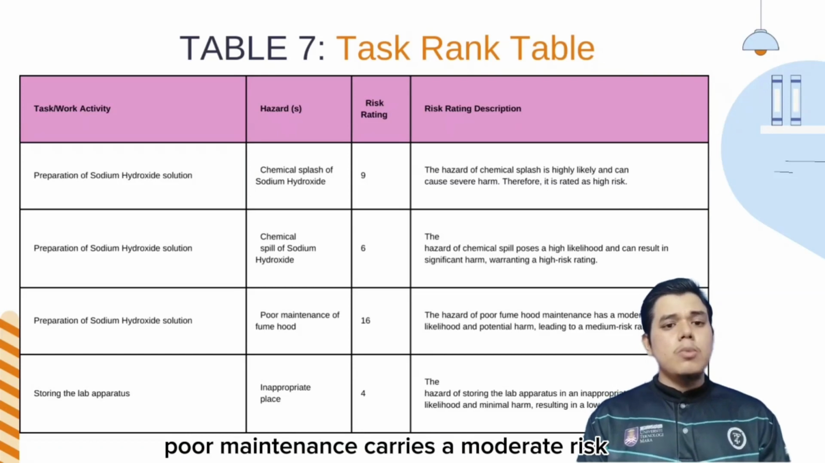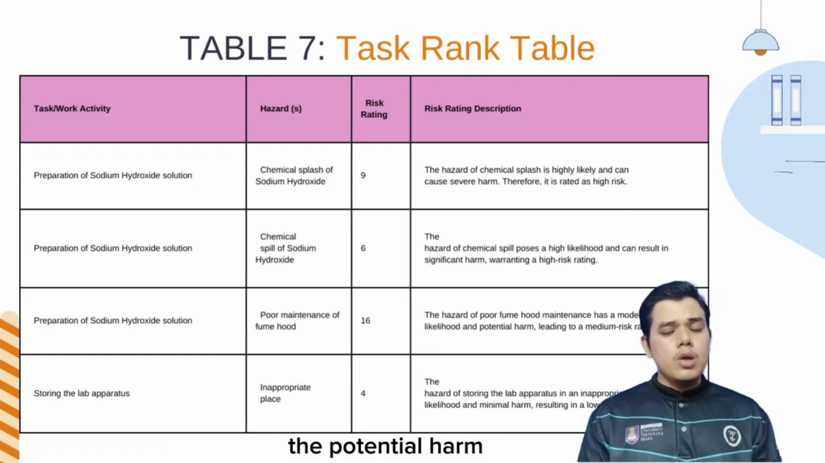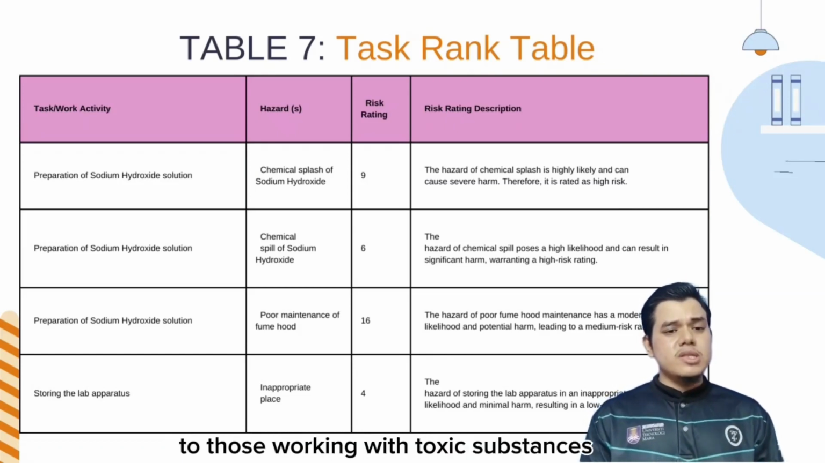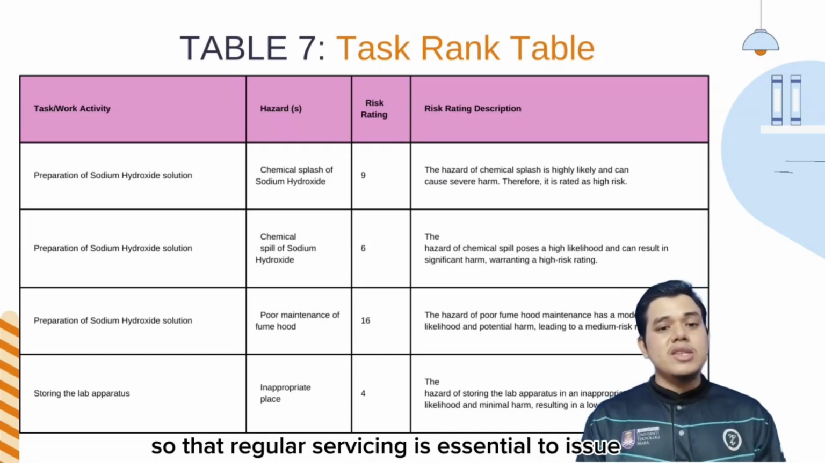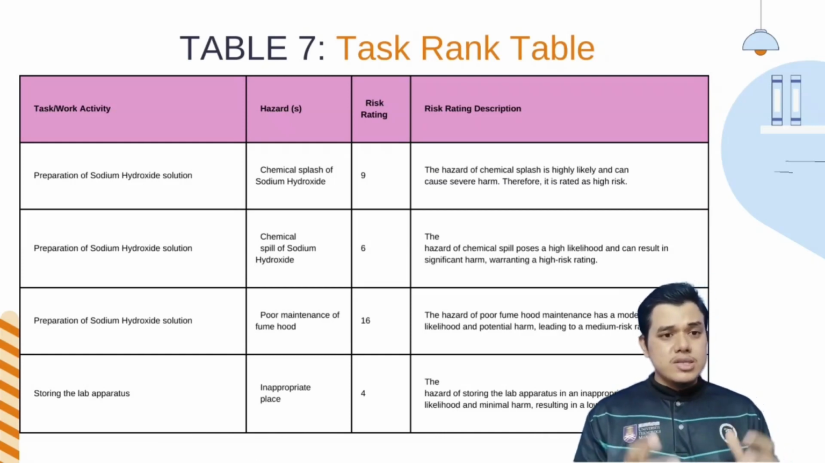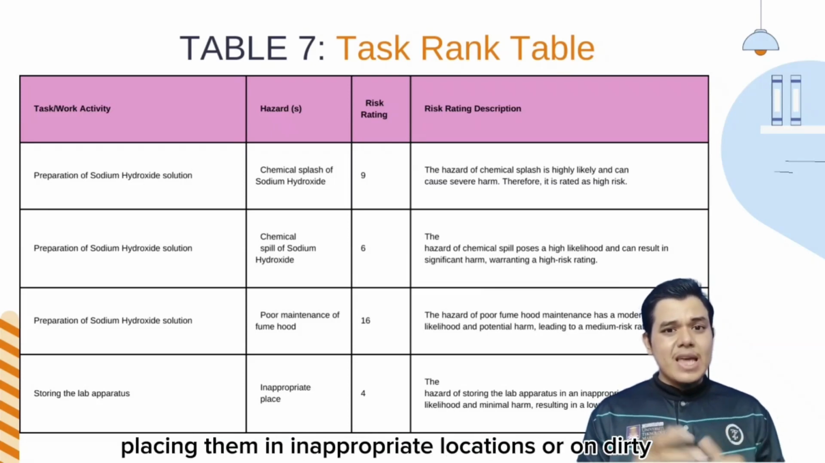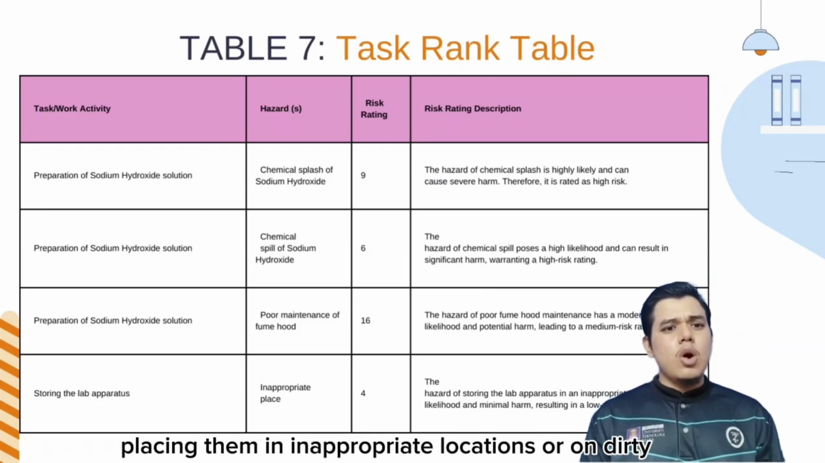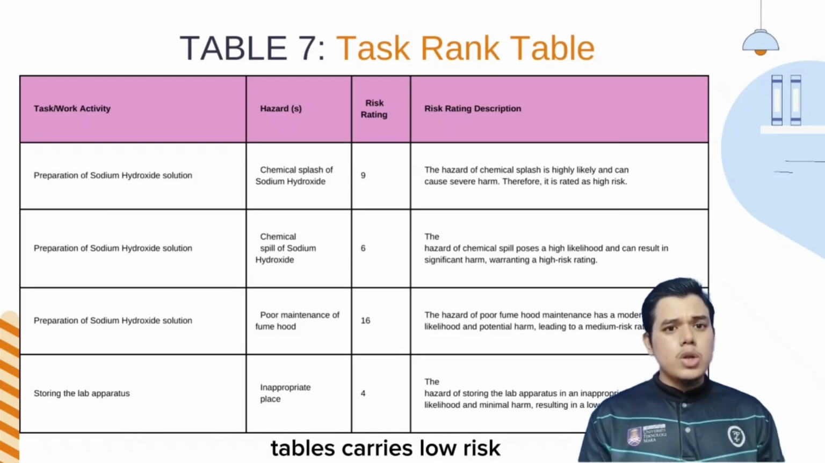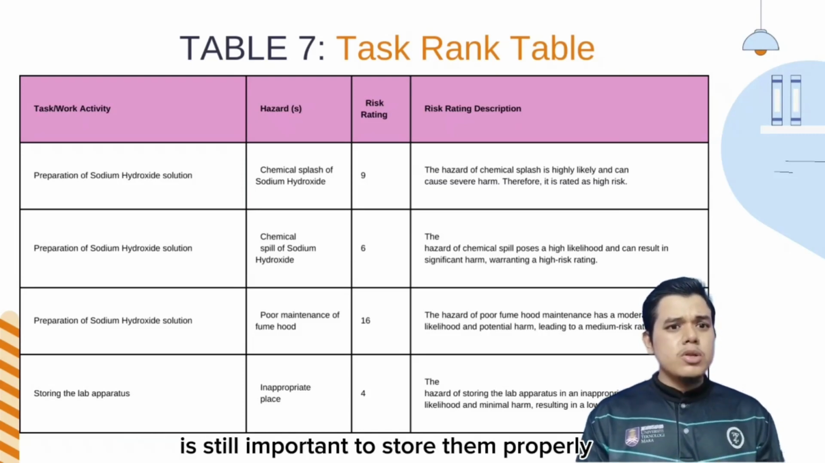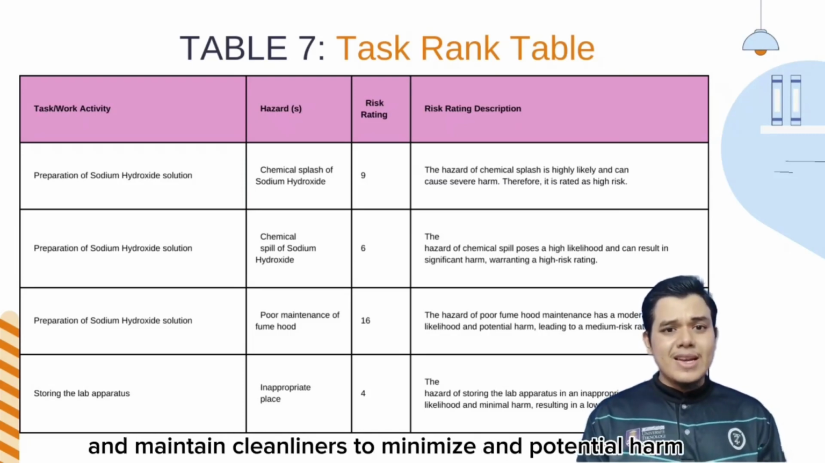Poor maintenance carries a moderate risk of potential harm to those working with toxic substances, so regular servicing is essential to ensure a safe working environment. When it comes to storing lab apparatus, placing them in inappropriate locations or on dirty tables carries low risk. It's still important to store them properly and maintain cleanliness to minimize any potential harm.